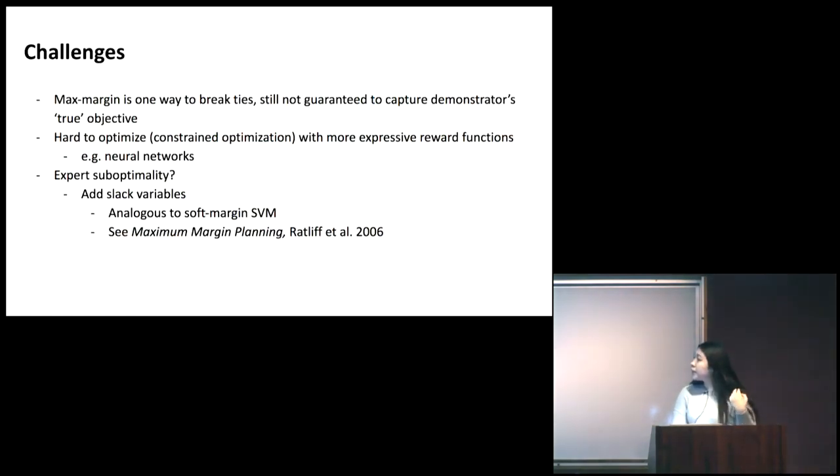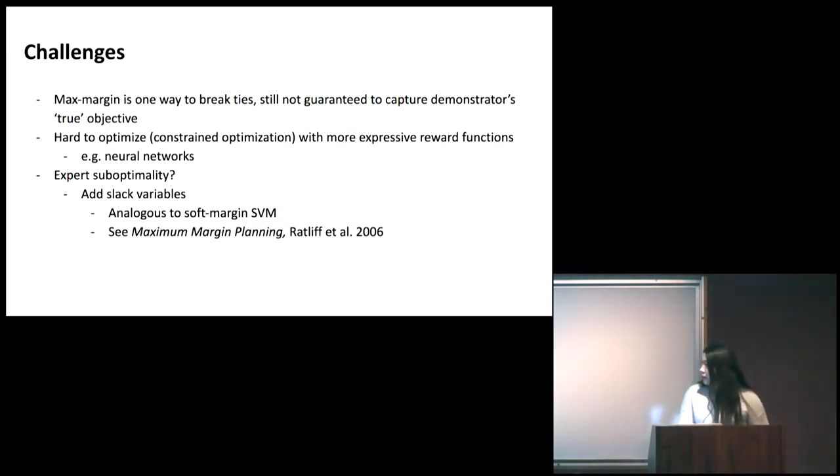Okay, so using this max margin formulation is one way to break ties, but we're still not guaranteed to capture the demonstrator's true underlying reward function, or what we might think of as their true underlying reward function that fully describes the intent. And it's hard to optimize with more expressive reward functions like neural networks. And what I alluded to earlier is that in behavioral cloning, we don't account for expert suboptimality, or the chance of expert suboptimality.